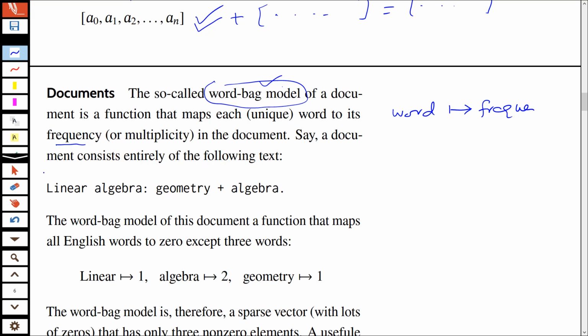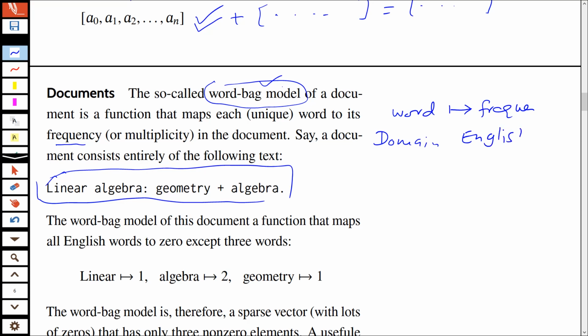Let's say I have a document which only contains this text and nothing else. So we will ignore the plus and the colon, because every function assumes a domain. So let's say our domain in this bag of words model is all possible valid English words. What will this function do, this bag of words model?